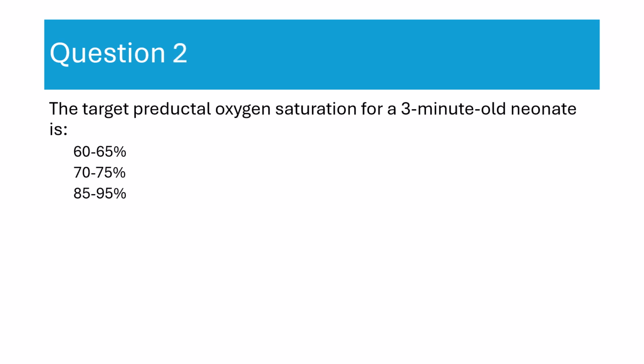The target preductal oxygen saturation for a 3-minute-old neonate is: 60 to 65%, 70 to 75%, or 85 to 95%. The correct choice is 70 to 75%. This question is testing your knowledge of target oxygen saturation values by minute of life. 70 to 75% is the target SpO2 range for a 3-minute-old neonate.